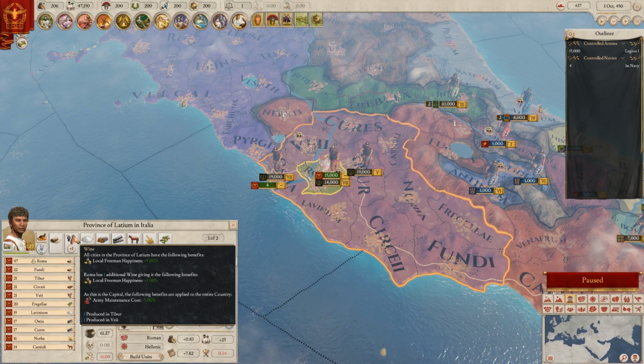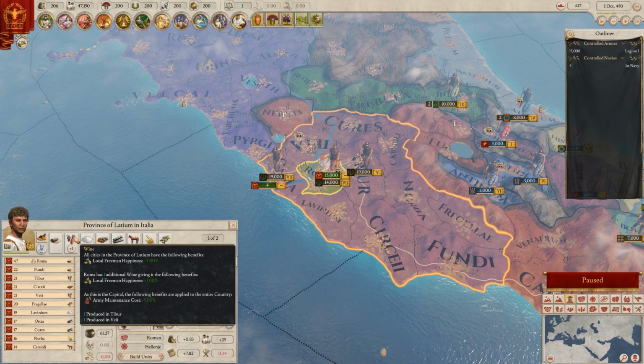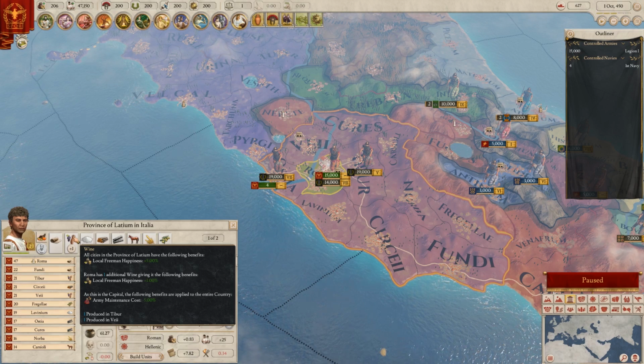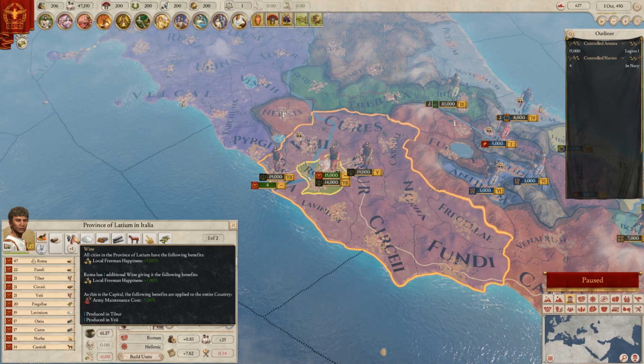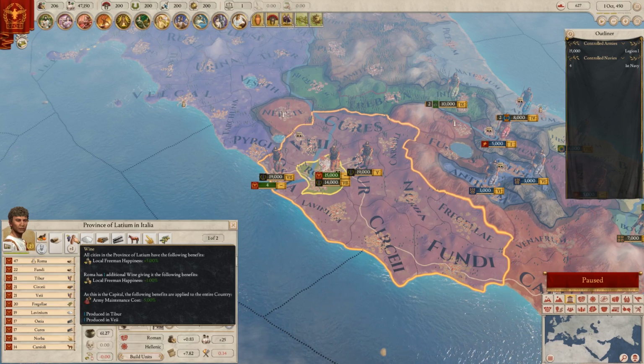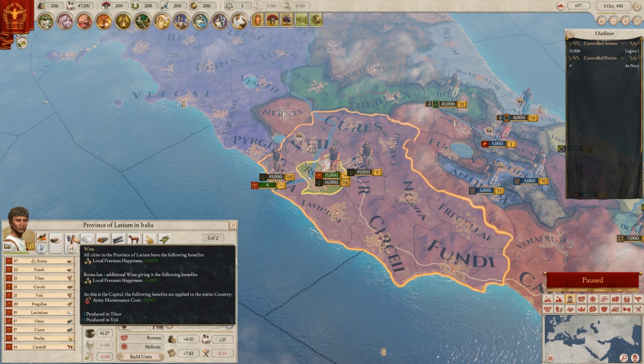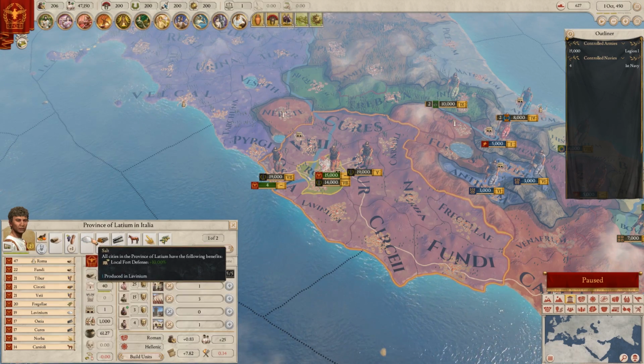As this is the capital, the following benefits are applied to the entire country. So not only this province, but the entire country. Army maintenance cost -5%, which means surpluses in capital province is huge.